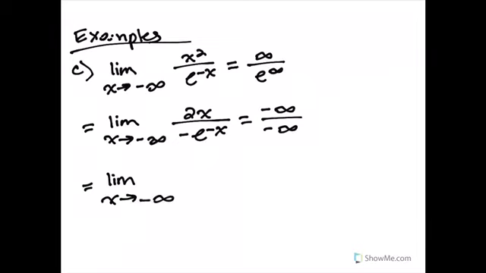What's the derivative of 2x? 2. What's the derivative of negative e to the negative x? E to the negative x. Okay, plug in negative infinity and we're going to get 2 over e to the infinity. What's the answer? 0. So if L'Hopital's doesn't work the first time and you still get an indeterminate form, you keep going until it works. So that's essentially what it's for. It's just to find the ones that are like infinity over infinity and 0 over 0.